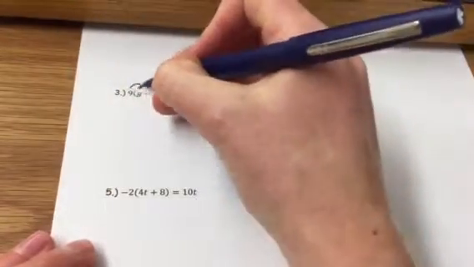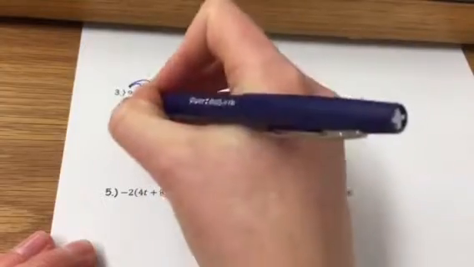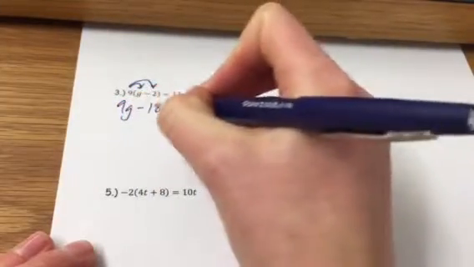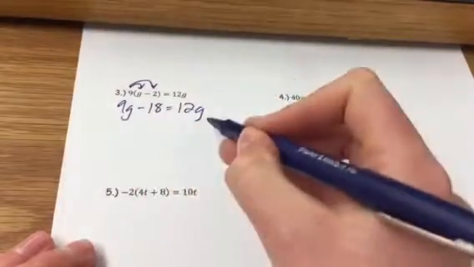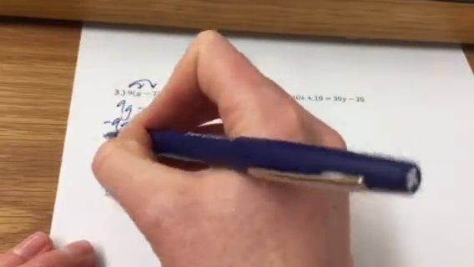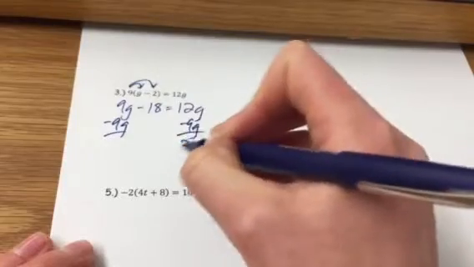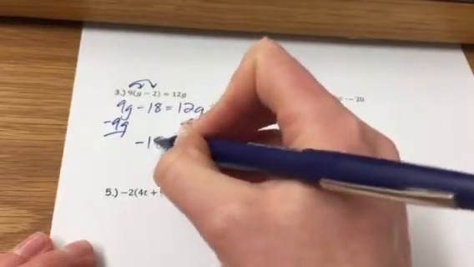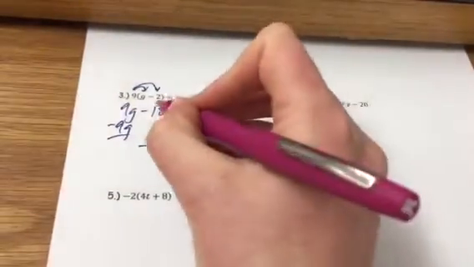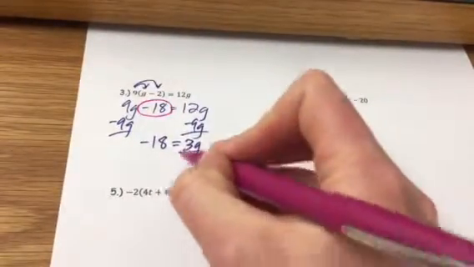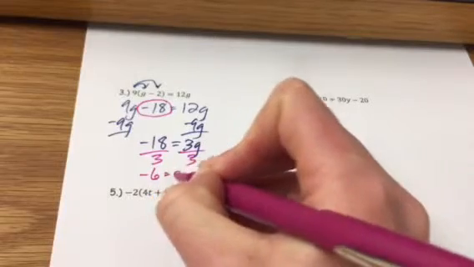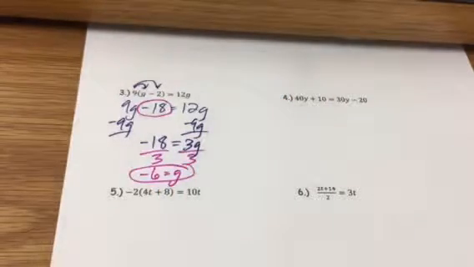Again, with these types of problems, I like to distribute first. So I get 9g minus 18 equals 12g. Now this is not too bad. I want to bring the 9g's over. Minus 9g, I get 3g's equals negative 18. Again, this is where you got to be really careful to bring that negative along for the ride. We're going to divide both sides by 3. Negative 6 equals g. That wasn't too bad.